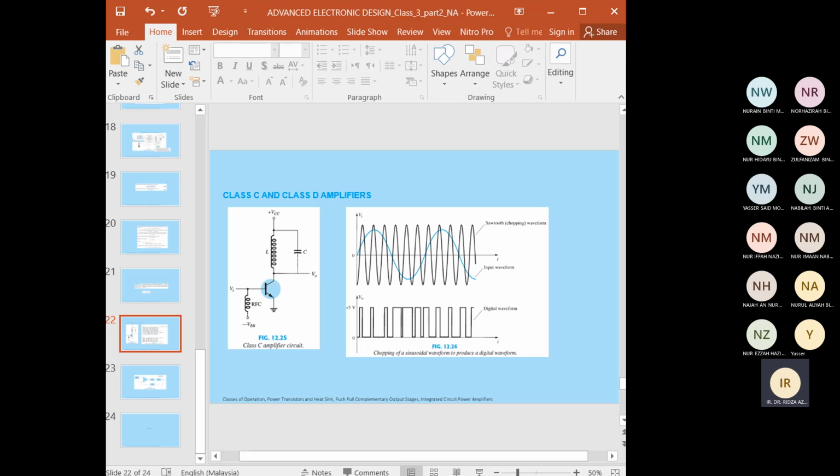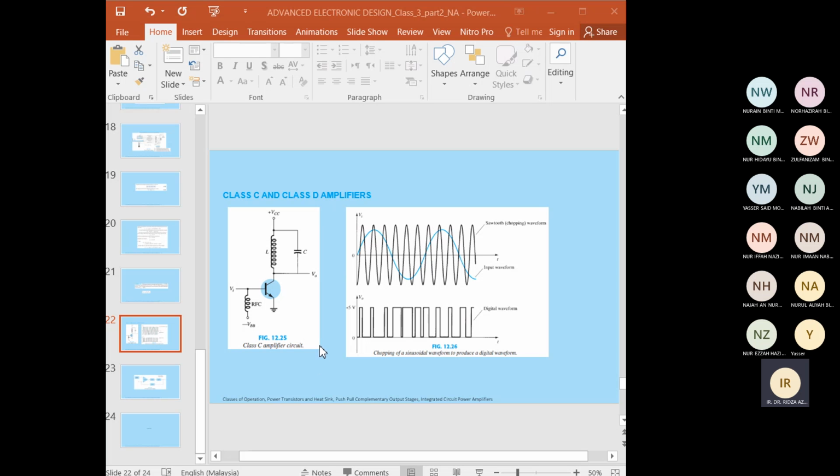Okay. All right. So the last one is Class C. We will not discuss Class C much. Even though Class A, Class AB, and Class B are most used as power amplifiers, and Class D amplifiers are popular because they are very efficient, a Class C amplifier is not used as an audio amplifier, but sometimes it is used as a tuned circuit in communication. So this is Class C.